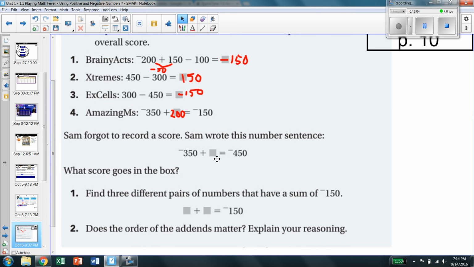Sam forgot to record a score. What happened here? Well, same thing as before. However, we're winding up with something worse than what we started at. So it can't be a positive number because that would get us closer to 0. This is farther away from 0. So it must have been a 100-point loss, or plus negative 100 would have gotten us there.